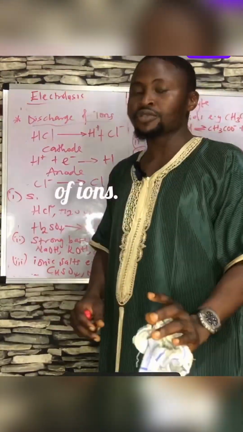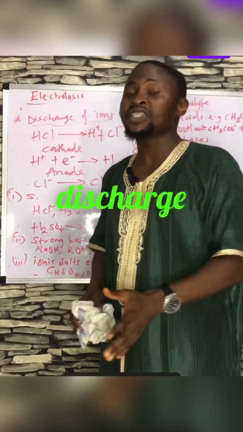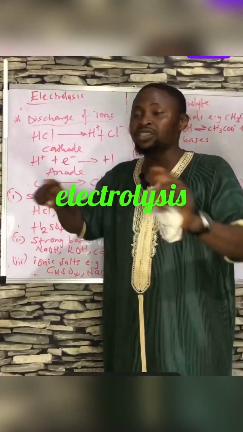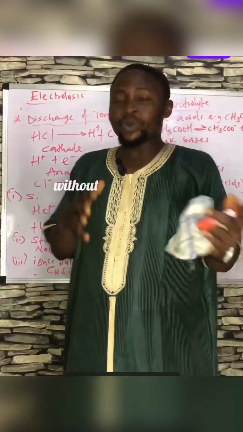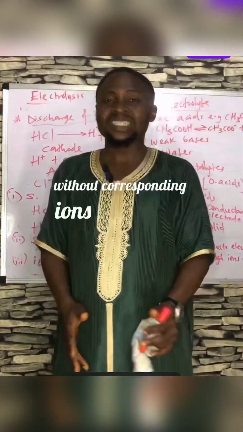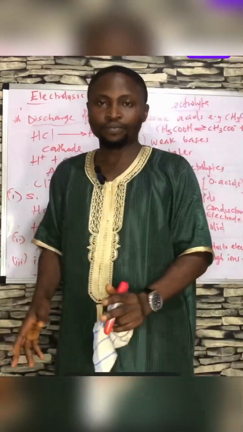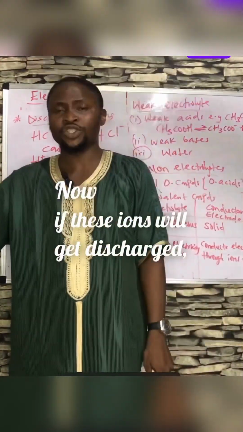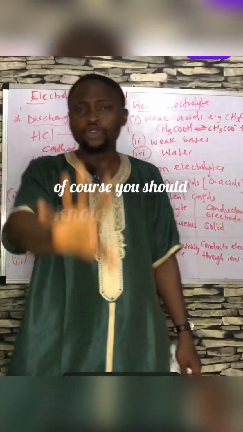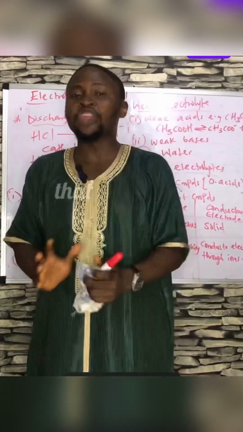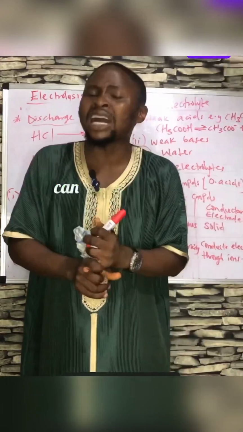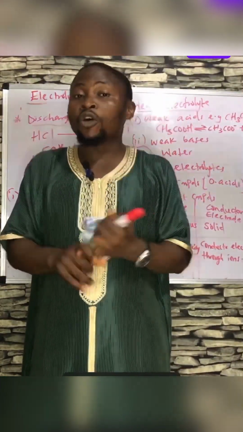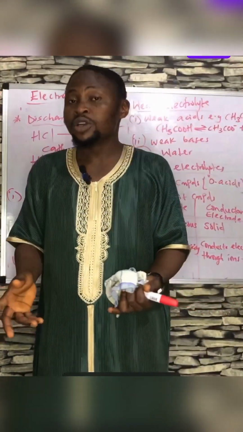Discharge of ions. Of course, I've just told you what discharge of ions is all about: no electrolysis can be an electrolysis without corresponding ions getting discharged. Now, if these ions will get discharged, you should know that we've said electrolysis can only take place either in molten states or in solution, aqueous solution.